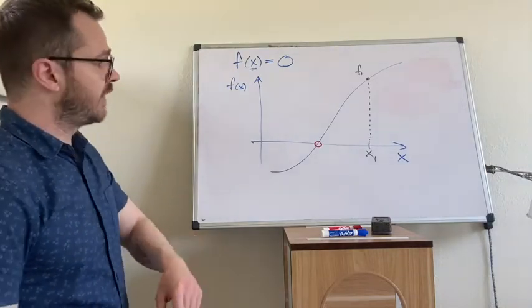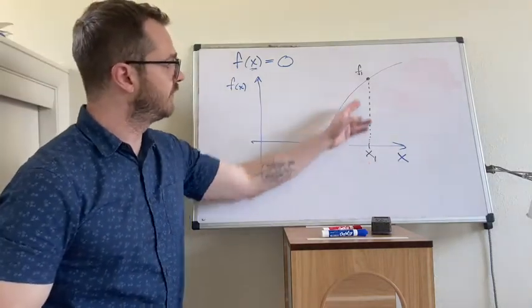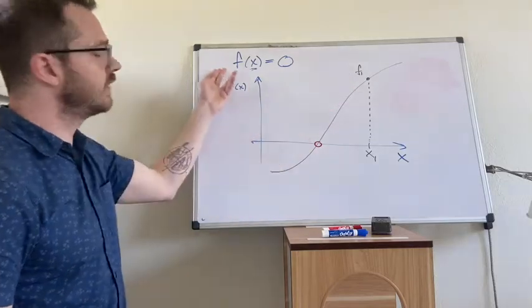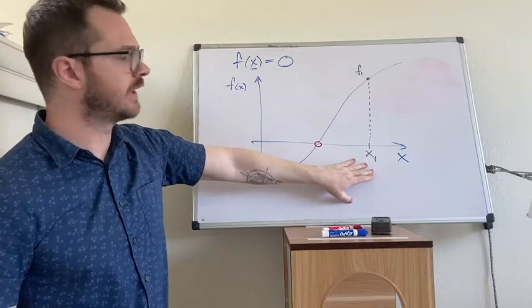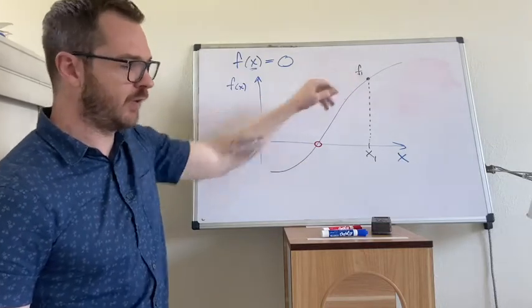So you specify a point, right? The user picks this. You have some knowledge of the function. You know what the function is: f(x) equals something. You plug in the value for x1, and you get the value f1.